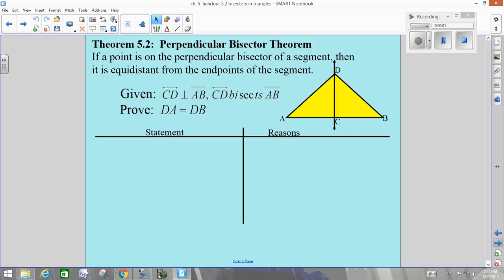So the first theorem, Theorem 5.2, the Perpendicular Bisector Theorem, says that if a point is on the perpendicular bisector of a segment, then it's equidistant from the endpoints of the segment. Any idea what equidistance means? Exactly, equal distance. Okay, cool.